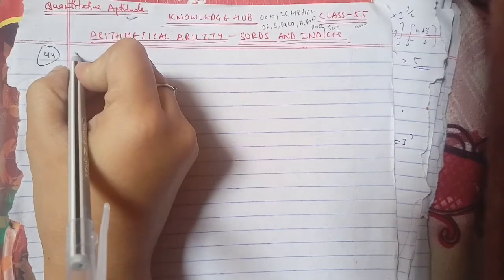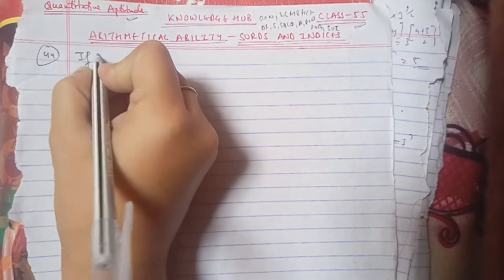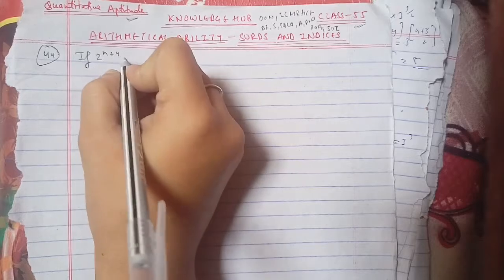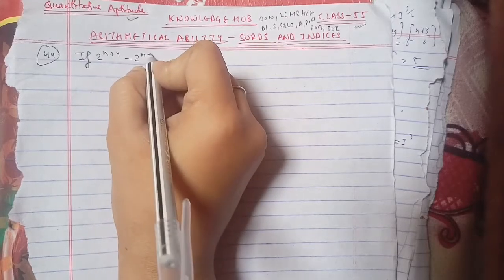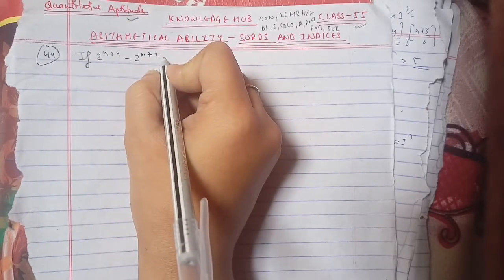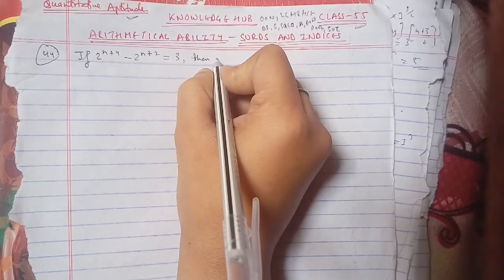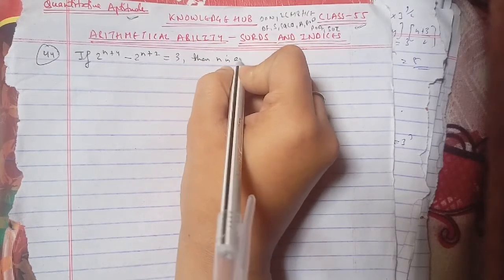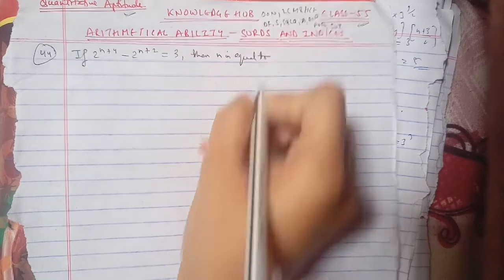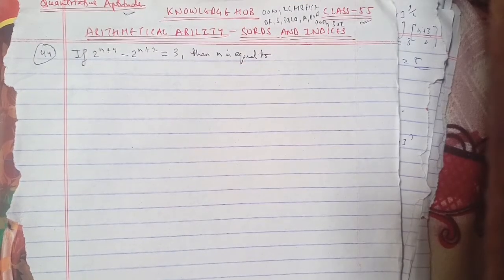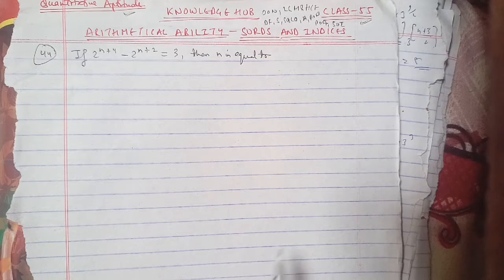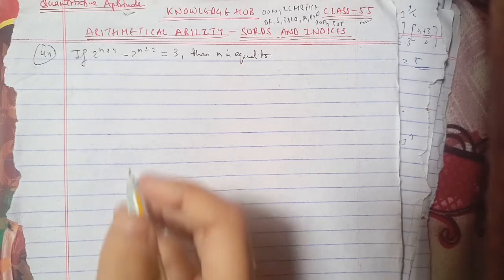Let's go ahead for the question here. If 2^(n+4) minus 2^(n+2) equals 3, then n is equal to what we have to find out. The options for the same we have here are 0, 2, minus 1 and minus 2. So we'll go ahead for the solution for the same.